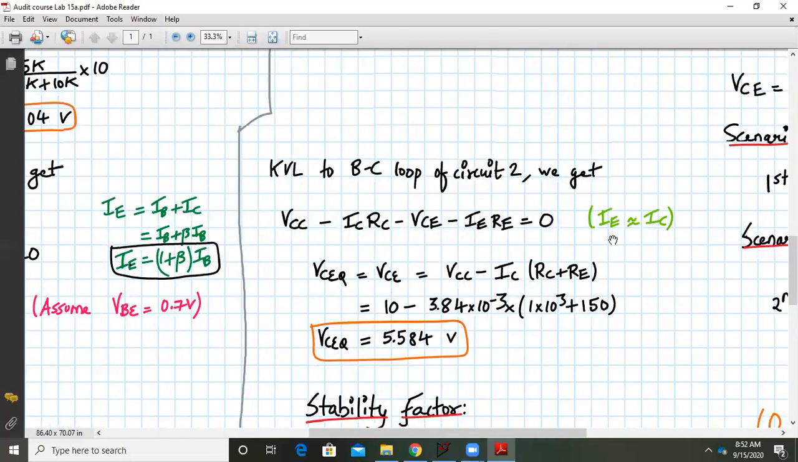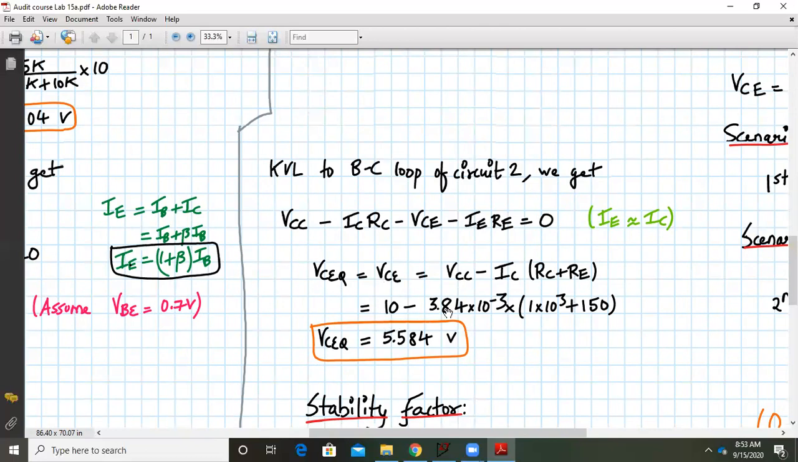Now we know that in a BJT, the base current is very small, so the emitter current will be approximately equal to the collector current. Now if we put VCE on one side and the rest of the terms on the other side, we get VCE is equal to VCC minus IC, and we can club this together because we have assumed IE is equal to IC. So VCE will be VCC minus IC times RC plus RE. So that's what we have written here.